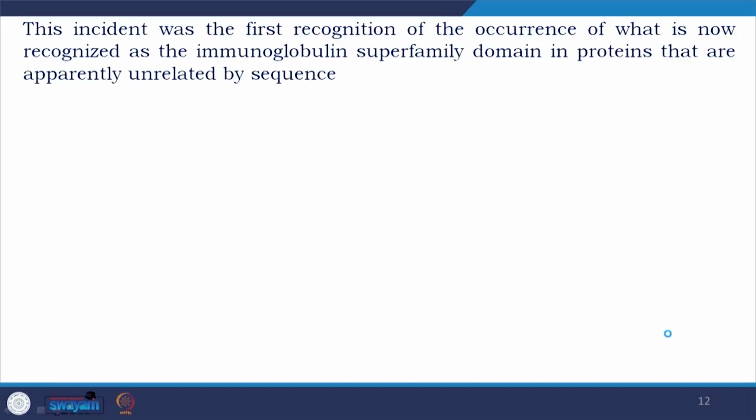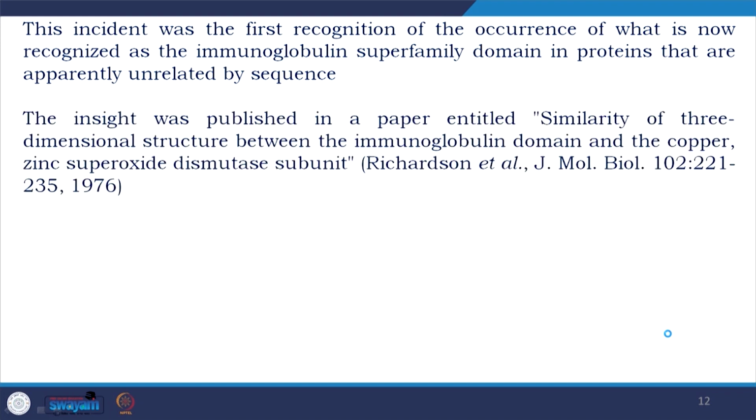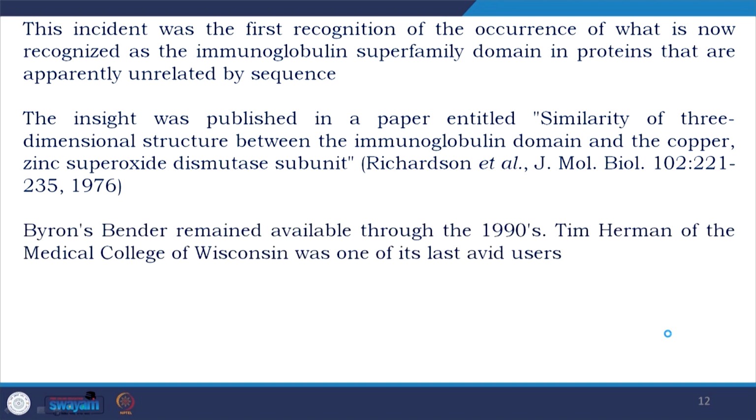Byron's Bender helped scientists get a physical view and understand. This incident was the first recognition of the occurrence of what is now recognized as the immunoglobulin superfamily domain in proteins that are apparently unrelated by sequence. The insight was published in a paper entitled Similarity of Three-Dimensional Structure between the Immunoglobulin Domain and the Copper Zinc Superoxide Dismutase Subunit. Byron's Bender remained available through the 1990s.